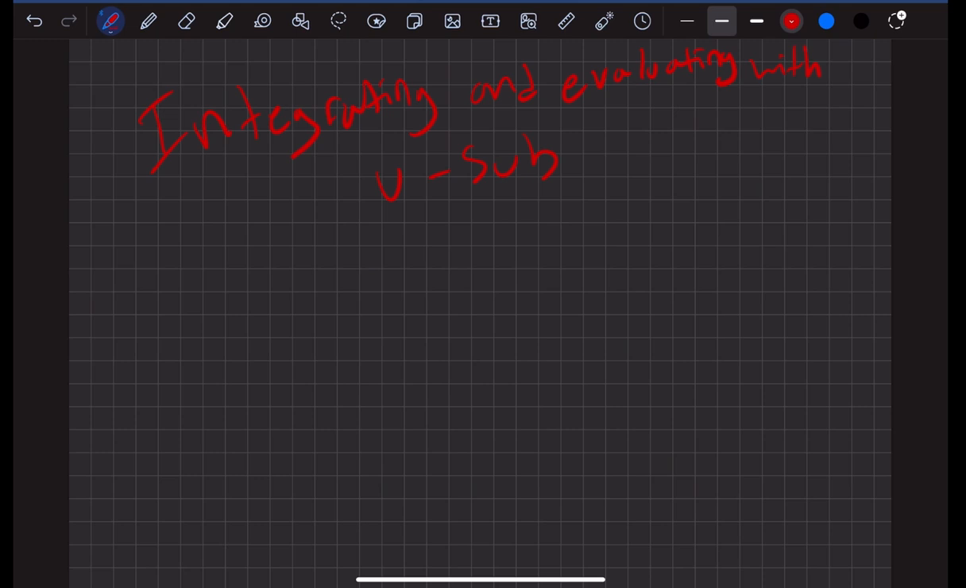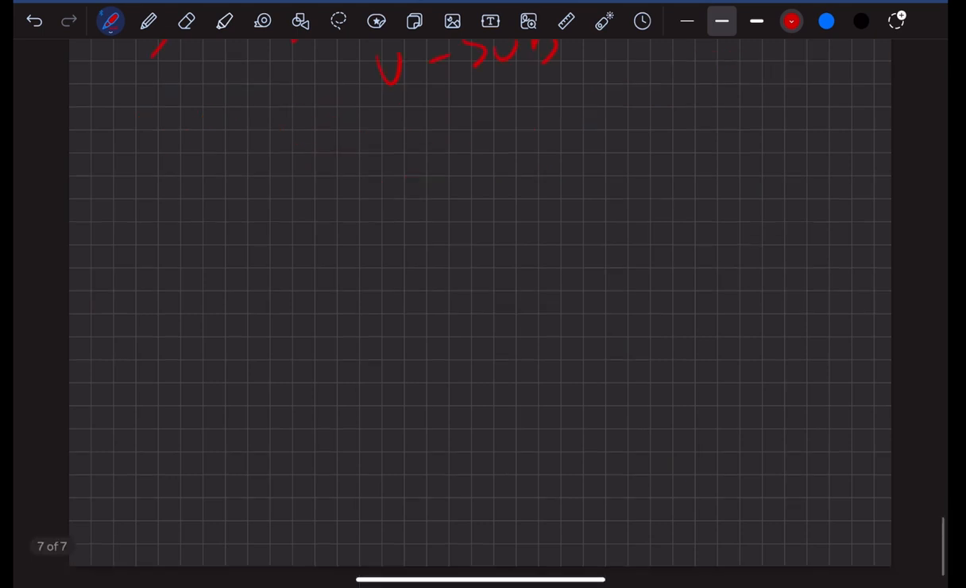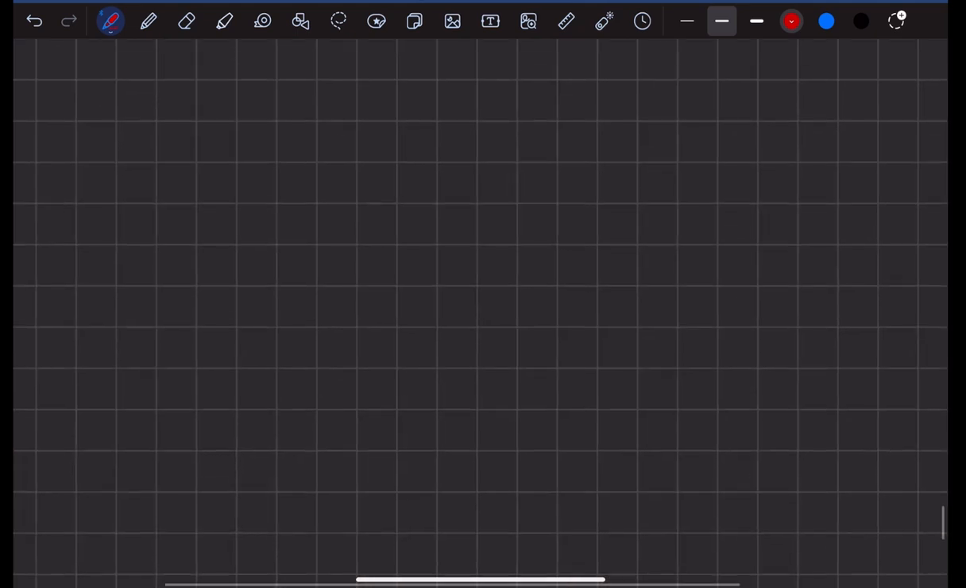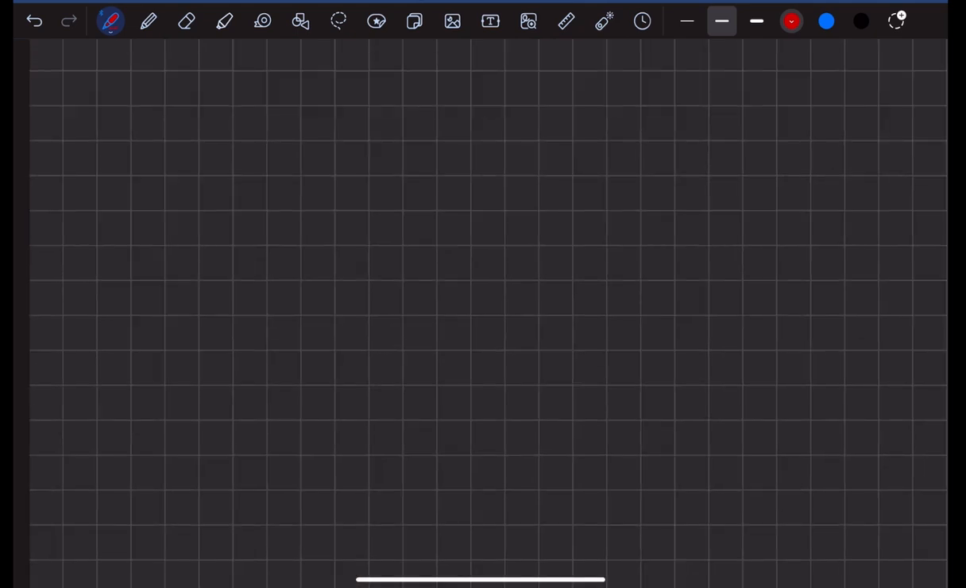So u-sub is a method we use to solve and integrate various calculus problems, and it's still used today for a lot of the teaching and a lot of the more basic problems in calculus. One of the problems I'll start us off with is integrating 4x times (x squared plus 5) to the third power dx.